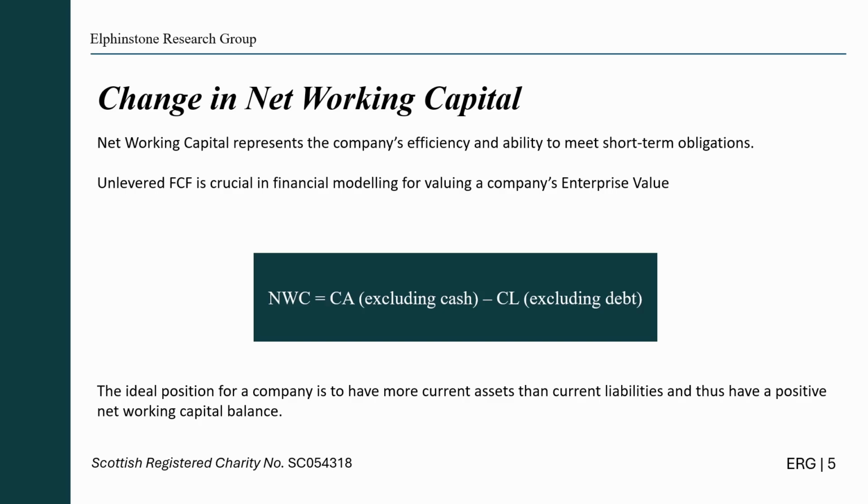One is seen on the screen. Current assets, excluding cash, take away the current liabilities, excluding debt. This can also be simplified and done without excluding both cash and debt from current assets and current liabilities respectively. Or perhaps the more narrow way of doing it is accounts receivable plus inventory take away the accounts payable.